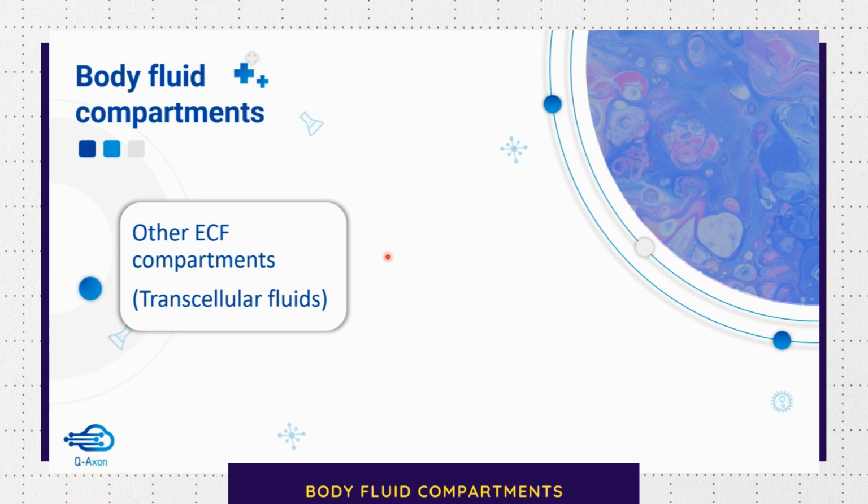Alright, apart from this, there are some minor extracellular fluid compartments as well, which are known as transcellular fluid. These consist of cerebrospinal fluid, that is the fluid in the subarachnoid space and ventricular system, then synovial fluid, that is the fluid in the joint, then GI secretions, that is the fluid present in the lumen of the gastrointestinal tract because of secretion from various glands and also from the epithelial cells lining the GI tract.